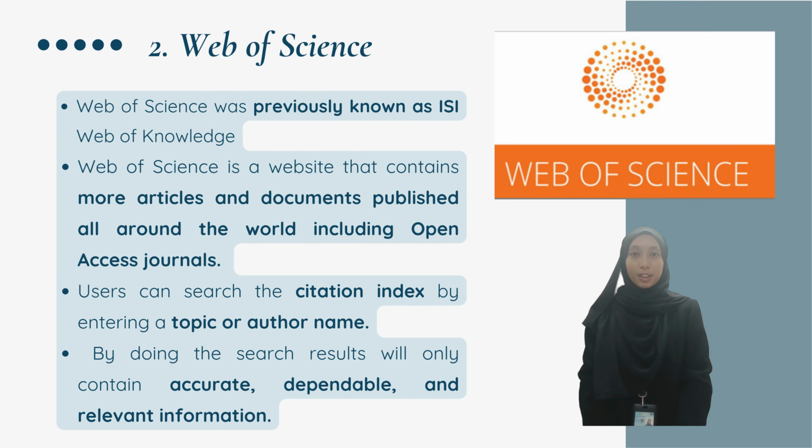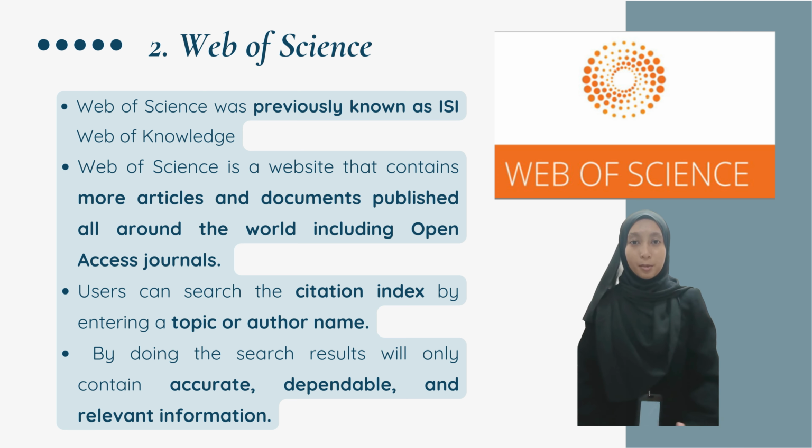My name is Wan Nur Fatihah binti Ibnan and my matrix number is 2024783993. What is Web of Science?